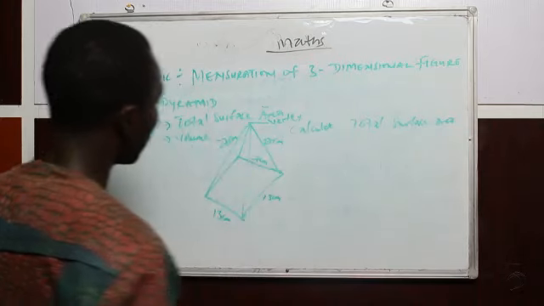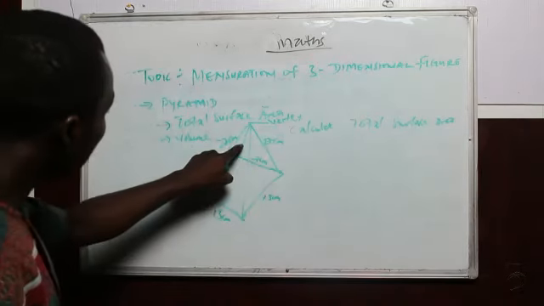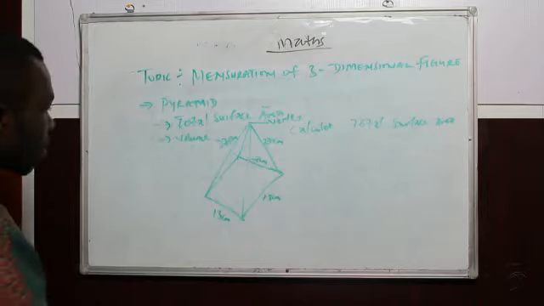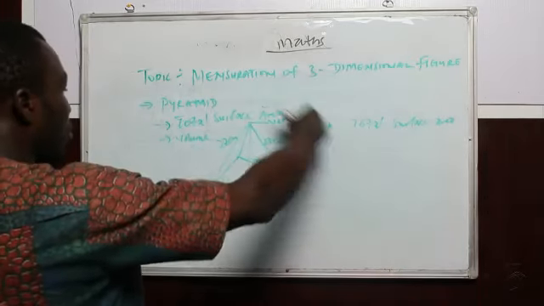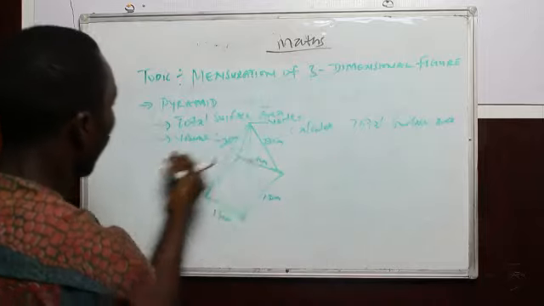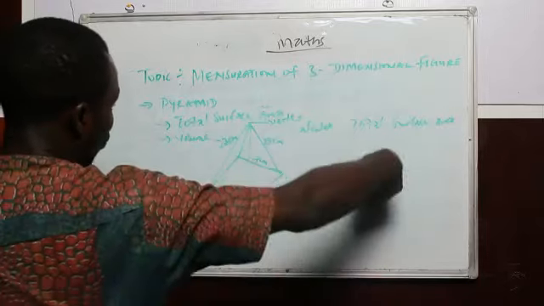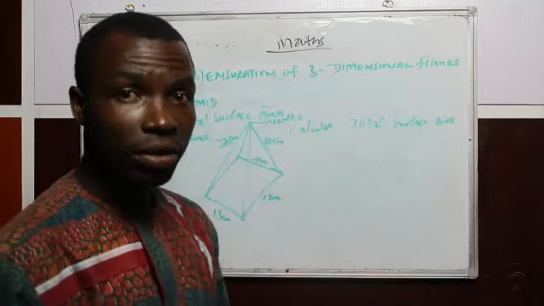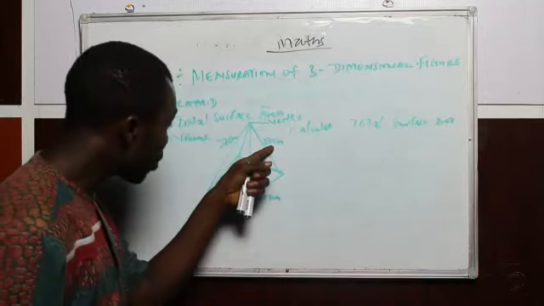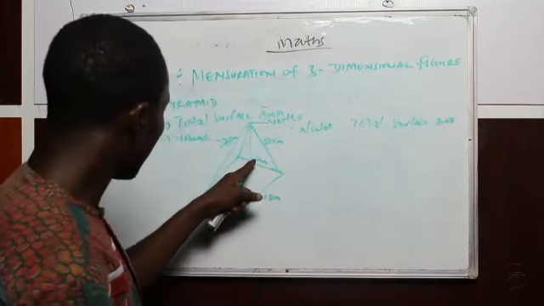27 centimeter. This place also is 27 centimeter because there are 4 isosceles triangles. We have one triangle, 2, 3, 4. So we have 4 isosceles triangles. Good. Each of the sides is 27.